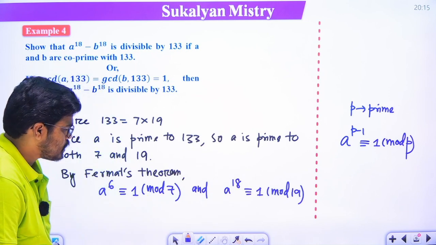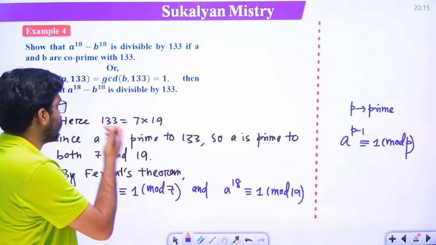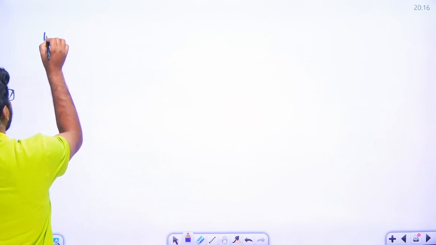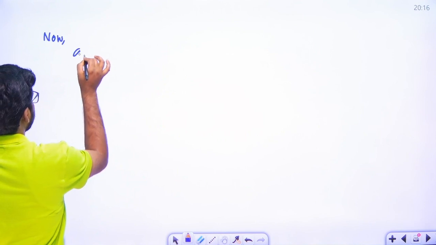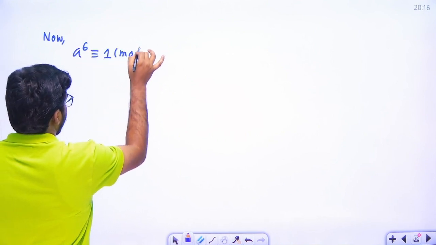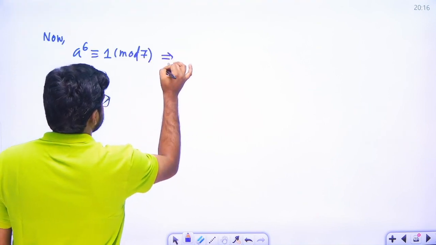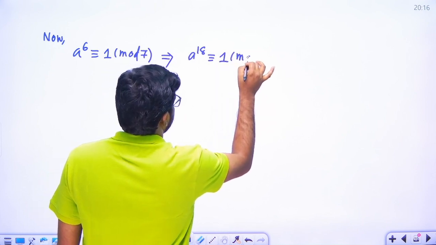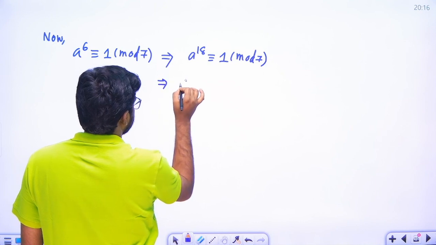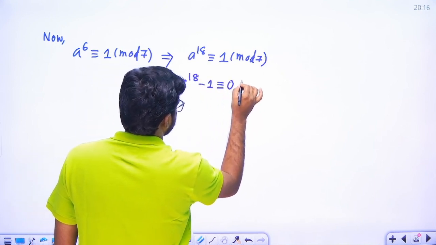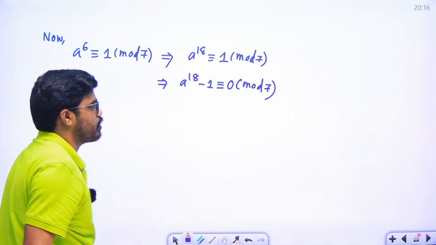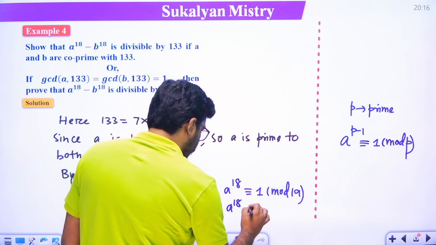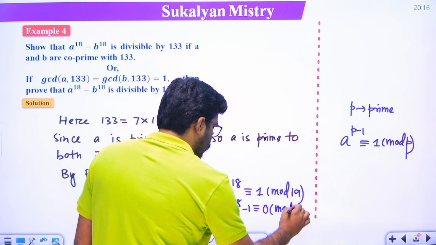Now from this relation a to the power 6, we have to get a to the power 18. So a to the power 6 is congruent to 1 modulo 7, so this implies, cubing it, a to the power 18 is congruent to 1 modulo 7, so a to the power 18 minus 1 is congruent to 0 modulo 7. Also a to the power 18 is congruent to 1 modulo 19, that means a to the power 18 minus 1 is congruent to 0 modulo 19.